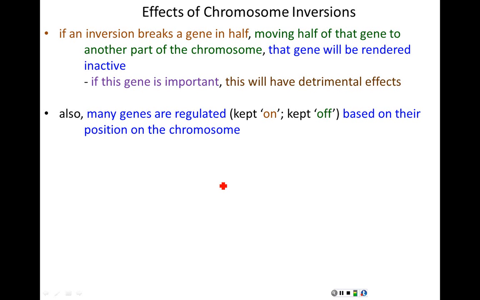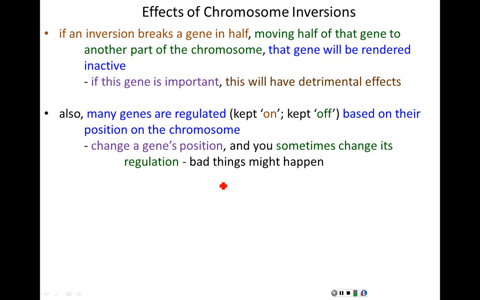But getting back to the chimp issue, many genes are regulated, and by regulated we mean turned on when they're needed and turned off when they're not. They're regulated based on their position on the chromosome. So where the gene is on the chromosome allows or helps that gene to be turned on so that a protein can be made from it, or turned off so that proteins are not made from it.